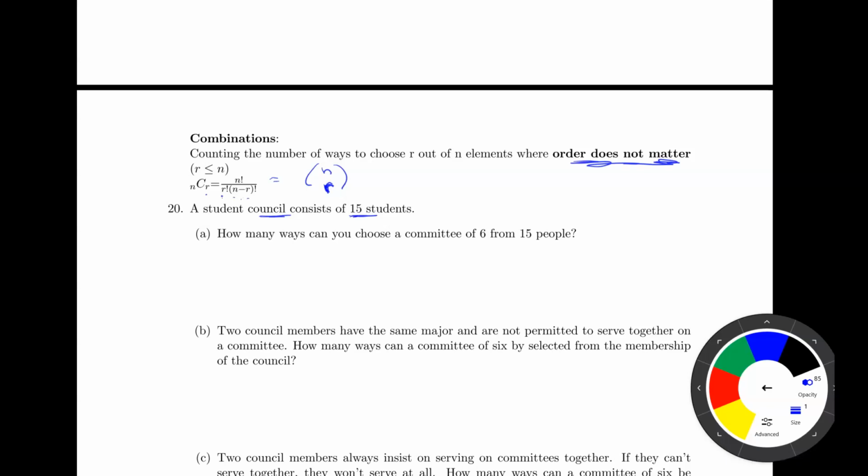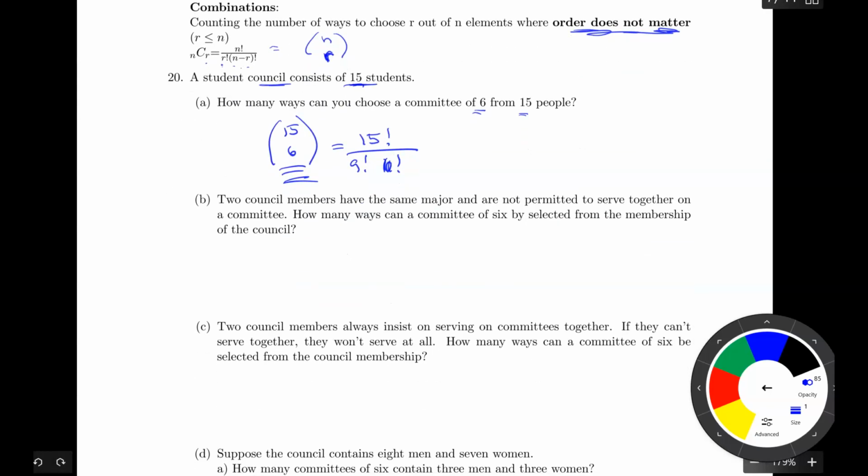Okay, so if I have 15 students, and I want to choose a committee of 6 people from the 15, that would be 15 choose 6. And this is a fine answer like that. And if you wanted to figure out what this was, this would be 15 factorial over 6 factorial times 9 factorial. But this is a fine answer, just like this. Okay, so let's see what we got here.